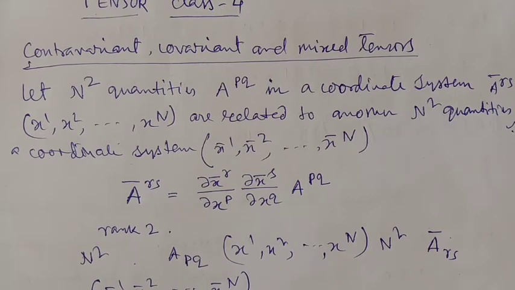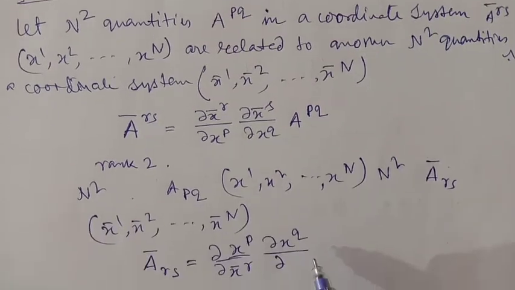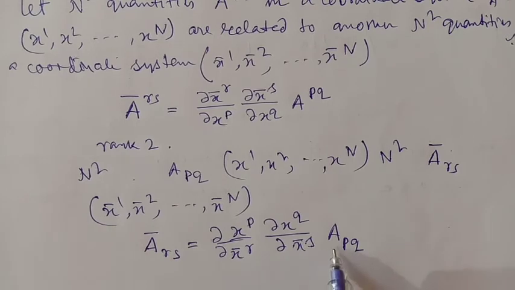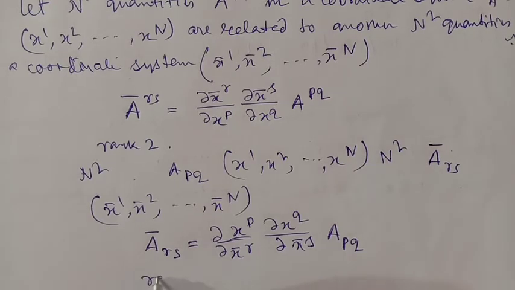Ā_{rs} is equal to ∂x^p/∂x̄^r ∂x^q/∂x̄^s A_{pq}. Then A_{pq} will be called a covariant tensor of rank 2.